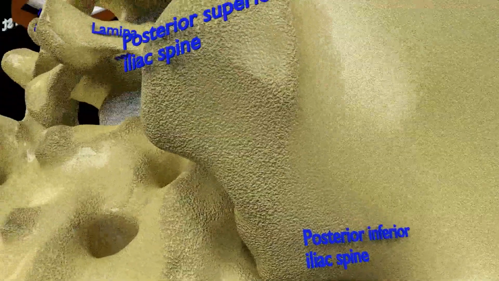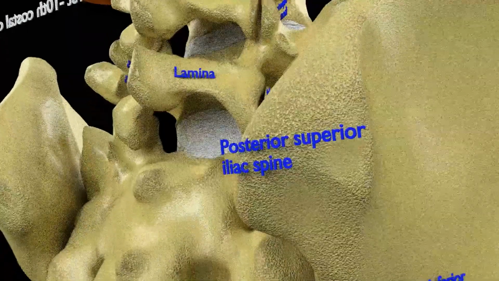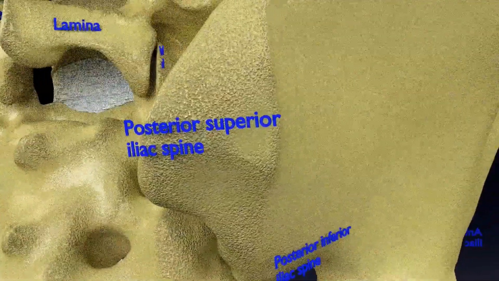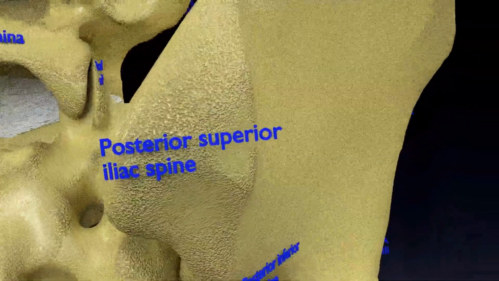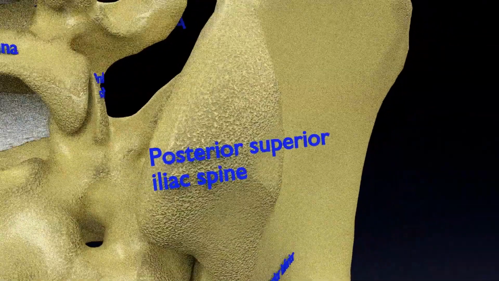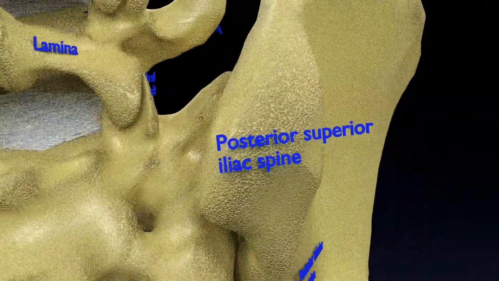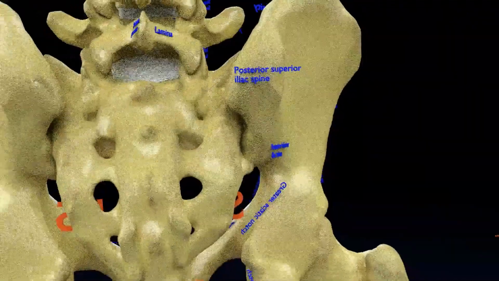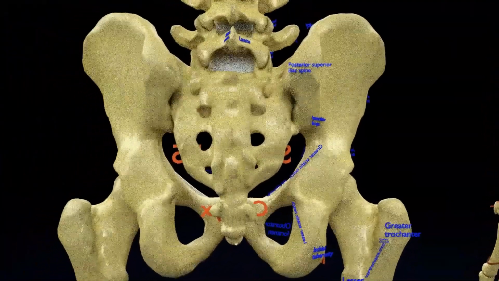Superior to the posterior inferior iliac spine is the posterior end of iliac crest called the posterior superior iliac spine. The posterior superior iliac spine gives attachment to the oblique portion of the posterior sacroiliac ligaments and the multifidus muscle. It is an important landmark in bone marrow aspiration. So I have completed anatomy of hip bone. Now I will be talking about sacrum and coccyx.